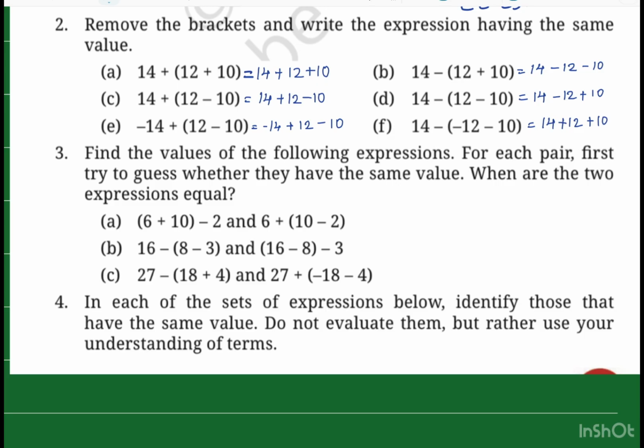Third question, find the values of the following expressions for each pair. First try to guess whether they have the same value. When are the two expressions equal? We can see that in the bracket 6 plus 10 there is no change in the signs, and here also the plus sign is in front of the bracket and the signs are equal, so we can say that these two expressions are equal.